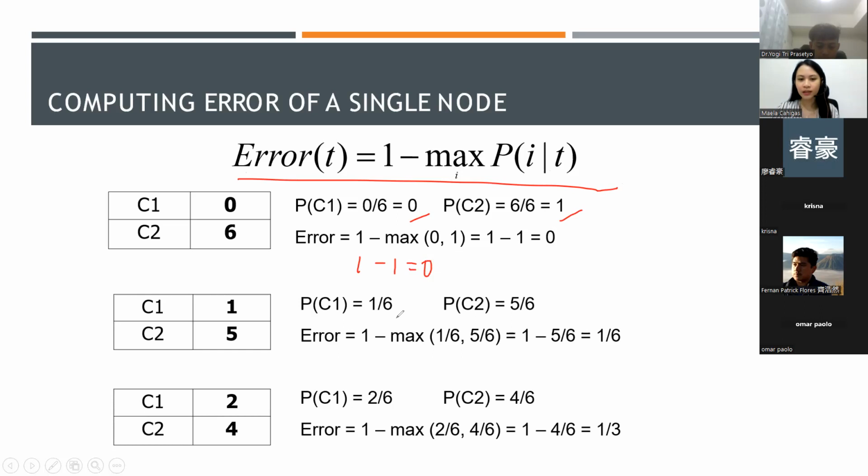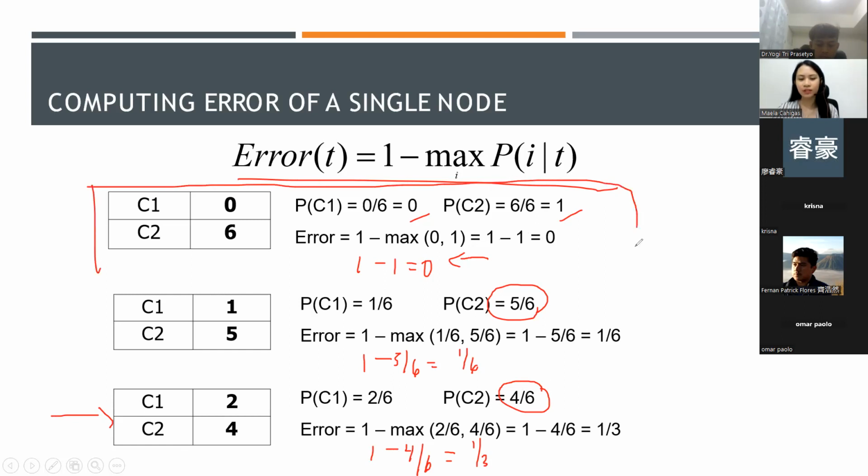For the next part, the higher value would be, of course, the 5 over 6. So that will mean 1 minus 5 over 6 is equivalent to 1/6. And then for the third node, the higher value between 2 over 6 and 4 over 6 is 4 over 6. So that means 1 minus 4 over 6 is equal to 1/3. And the best value would still be 0. Because this is the lowest, that means this is the best node among all the 3 nodes.